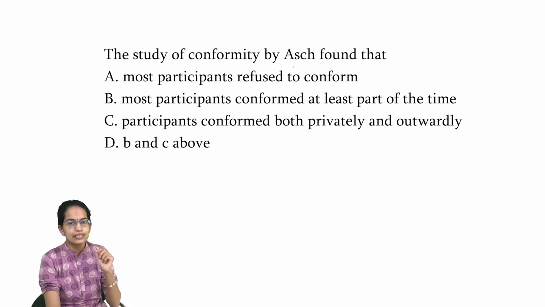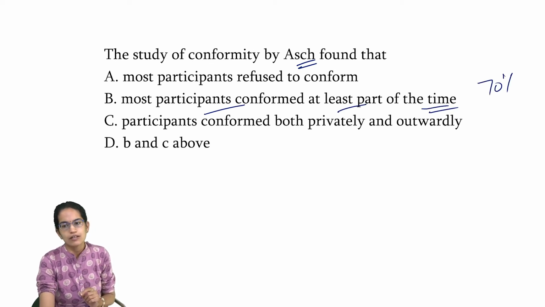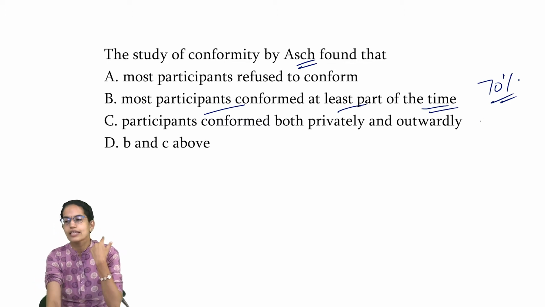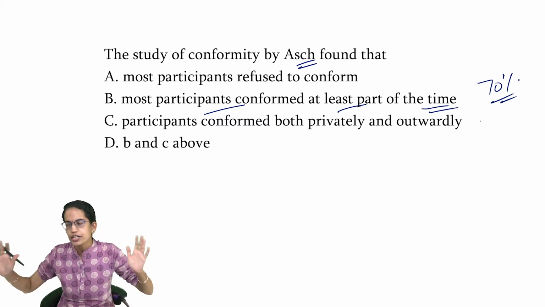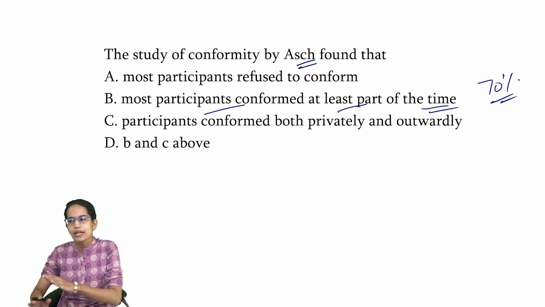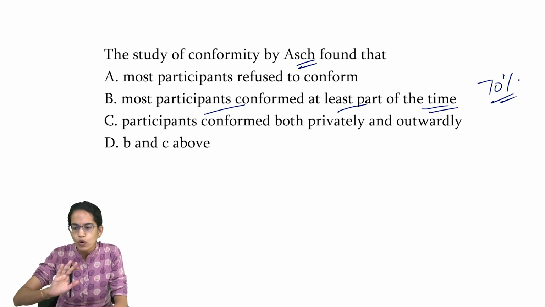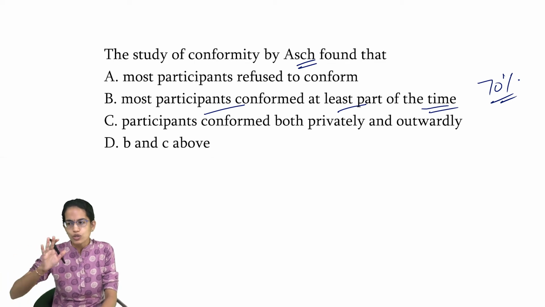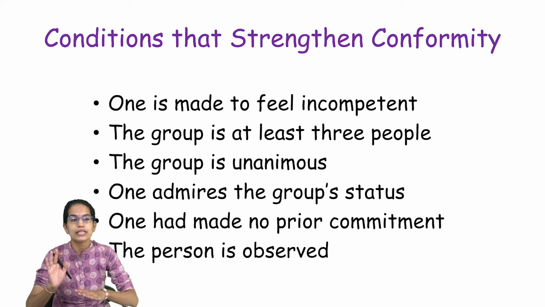So there is a question. The study of conformity by Asch found what? It found that most of the participants conformed at least part of the time. So 70% conformed at least once. And therefore, Asch said that the majority of the participants who are in the group would conform to what is explained in the group and won't go outward. They would follow the path that the group is trying to take.